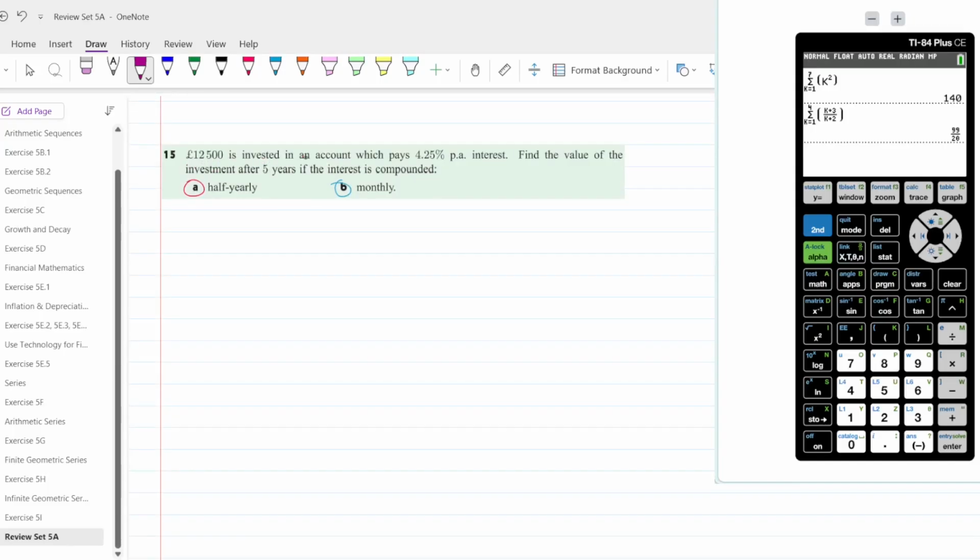12,500 pounds is invested in an account which pays 4.25% per annum interest. Find the value of the investment after 5 years, if interest is compounded, so I'll solve this one monthly. We know the rate is 4.25% per annum. So R is going to be 4.25 divided by 12% per month. We know time is 5 years. So n is going to be 12 times 5, that is 60 months.